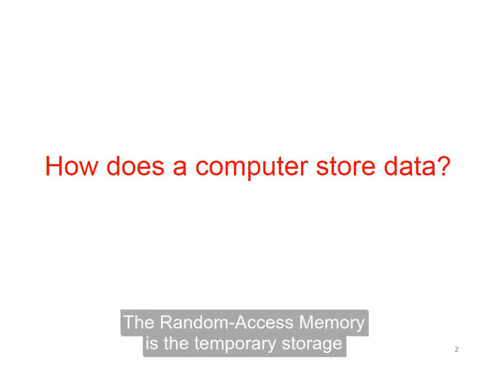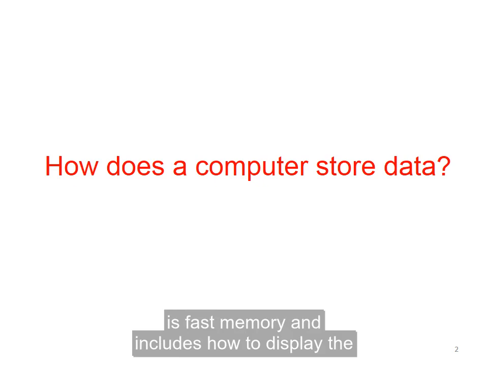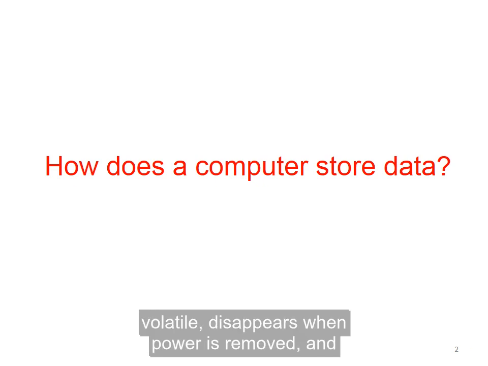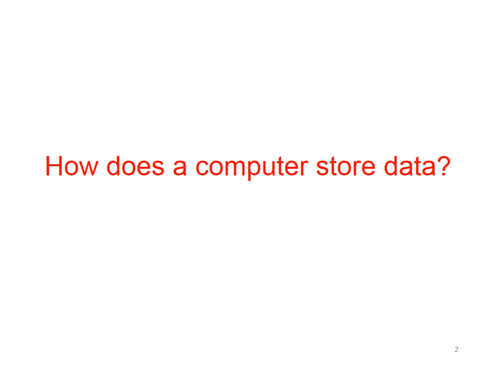The random access memory is the temporary storage to work on constantly changing data, which is fast memory and includes how to display the items you see on the screen. This memory is volatile, disappears when power is removed, and can be updated almost as instantly as you see it.